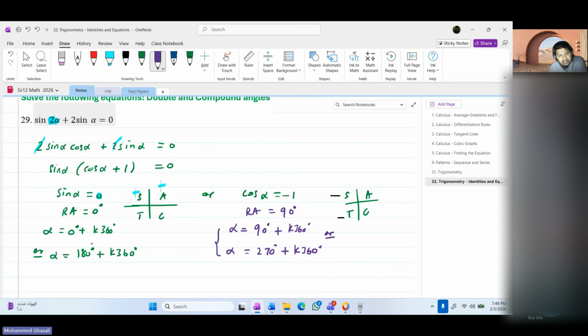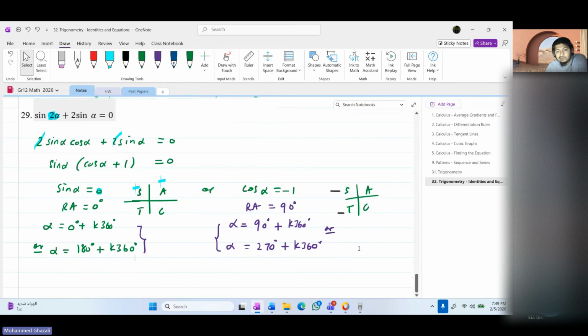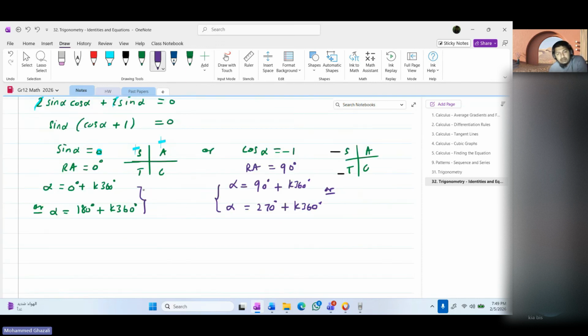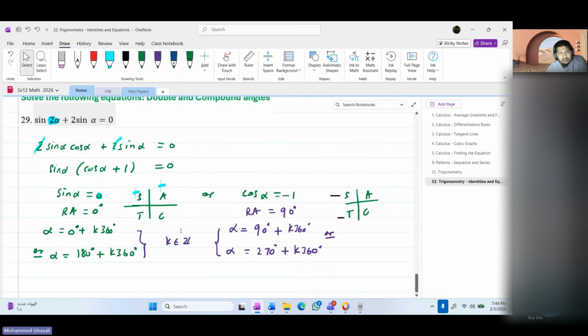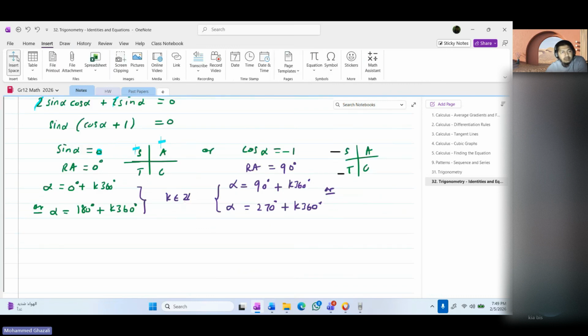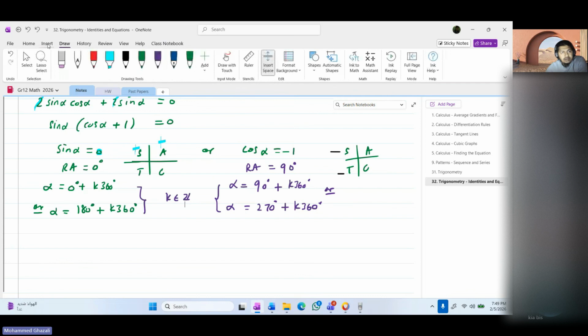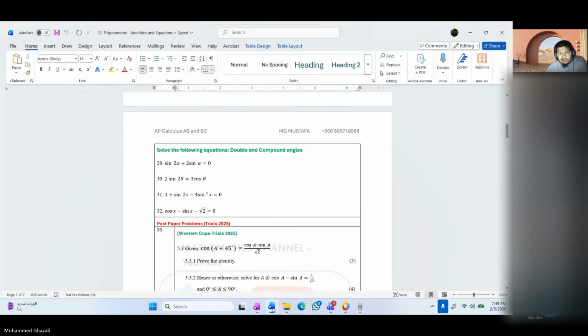third quadrant means 180 plus 90, which is 270 plus K360. So these are your 4 general solutions using the CAST diagram only. I didn't use trig graphs here because you can also combine these two solutions. Right, so these are your 4 general solutions. Don't forget to write K is an element of integers. Great. Yeah, so we're doing fine so far. Yes, next question.